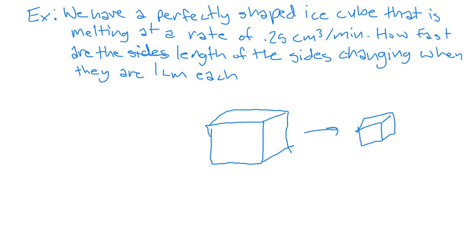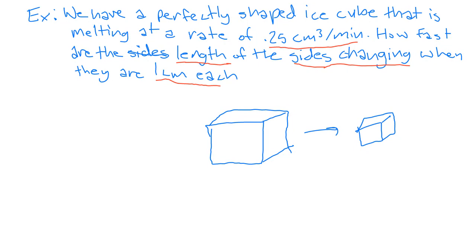They say we know that it is melting at 0.25 centimeters cubed a minute. And we also know the sides are going to be 1 centimeter. And we're also looking for how fast the length of the sides is changing. So now let's start converting this into our symbols.